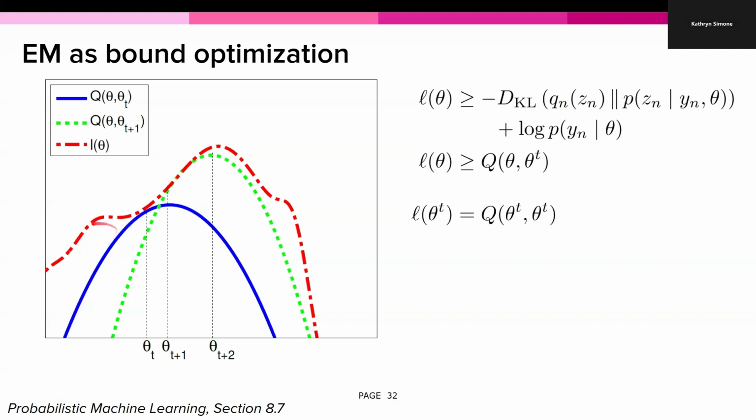One caveat of this is that if we had started very far away from the global maximum of the problem, we would get trapped in a local minimum, potentially this one right here. So that's one problem with the EM algorithm: it is susceptible to getting trapped in local minima.